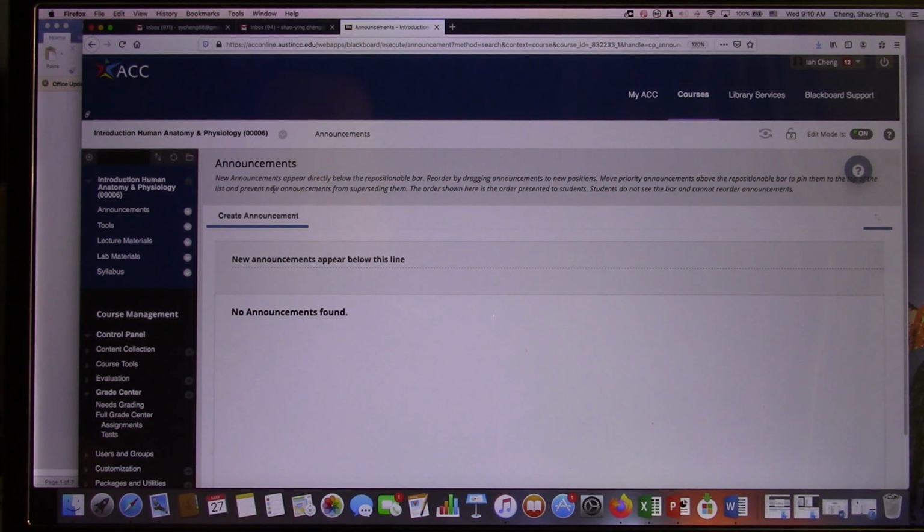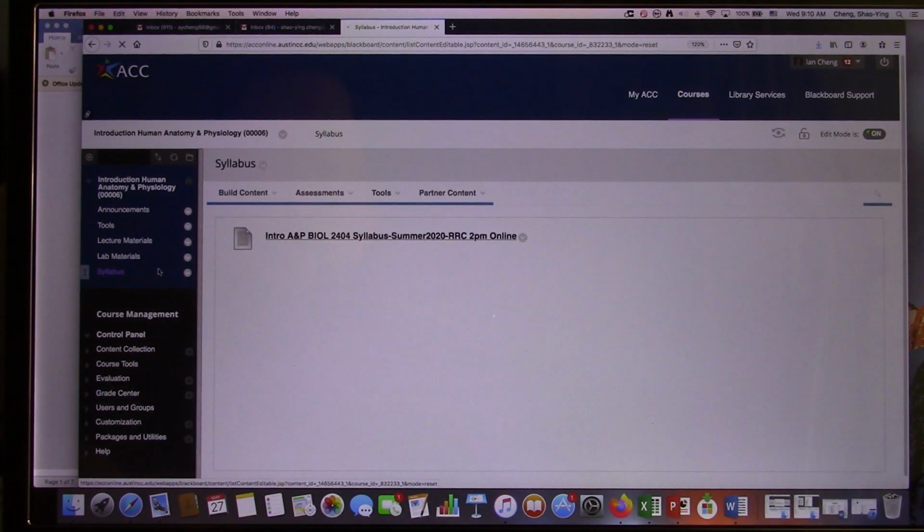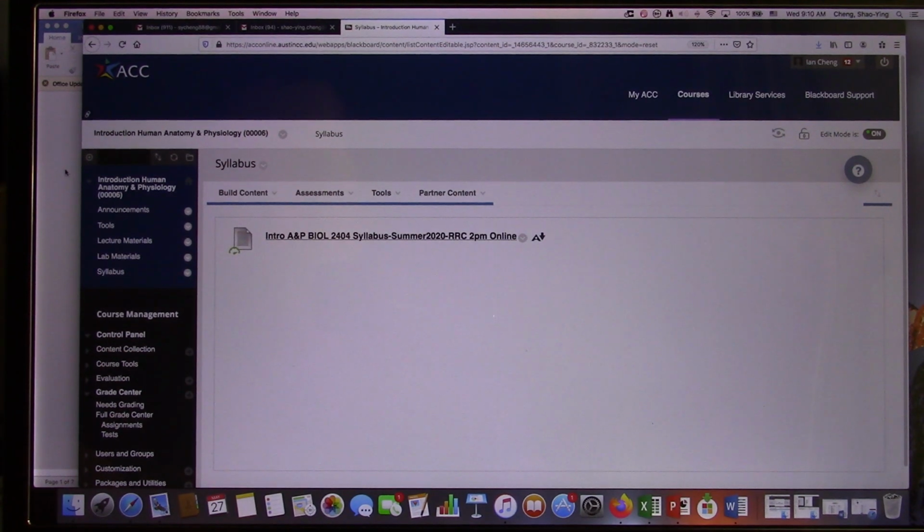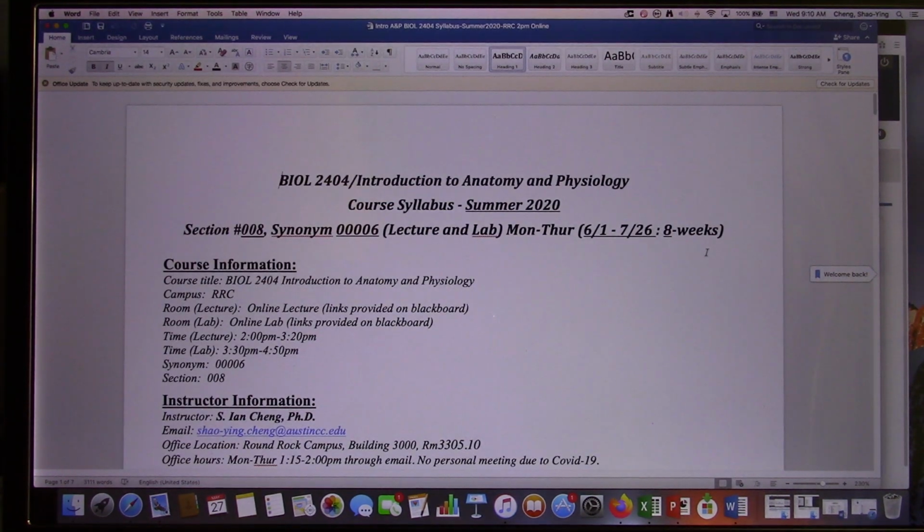The first thing you need to know is to read the syllabus. It's here. You go find the syllabus, you click, and you download it. And that's how the syllabus looks.